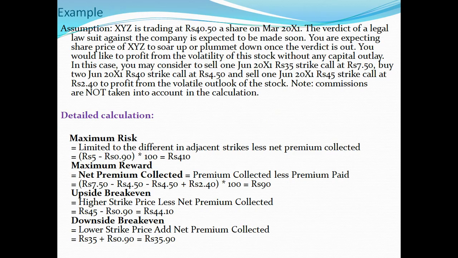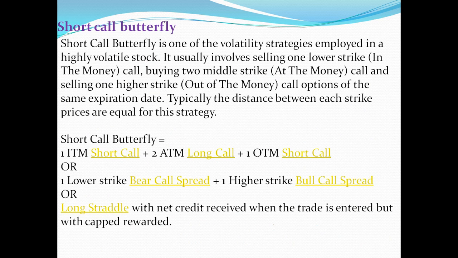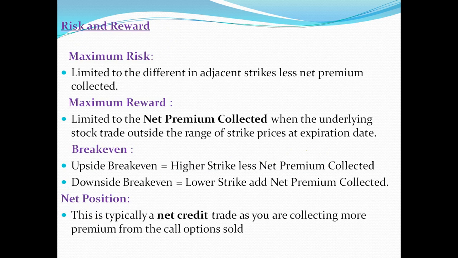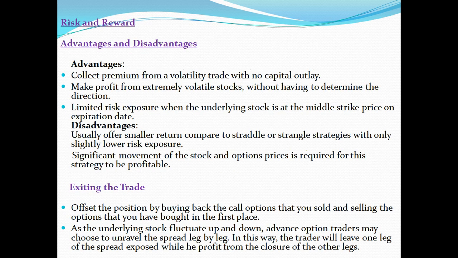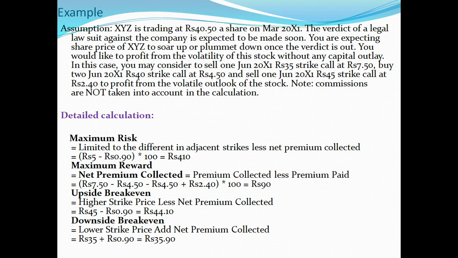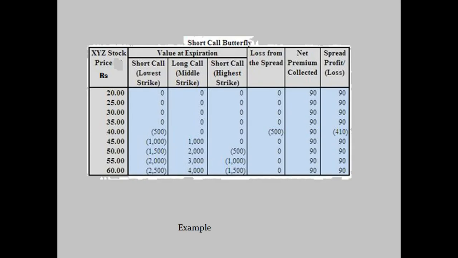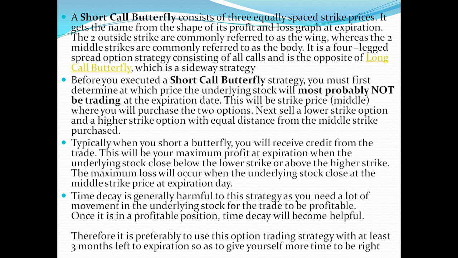So friends, let me review this again. I told you how the short call butterfly can be formed. You can go ahead with the first option: one ITM short call, two ATM long calls plus one OTM short call. Then how you can calculate maximum risk, maximum reward, break even, net position, then risk and reward, the advantages and disadvantages, where you have to exit the trade, then the diagram, then the example, it has been shown how to calculate. Then the profit, then this is the example, then there are some special comments on where you have to enter and what you have to try.